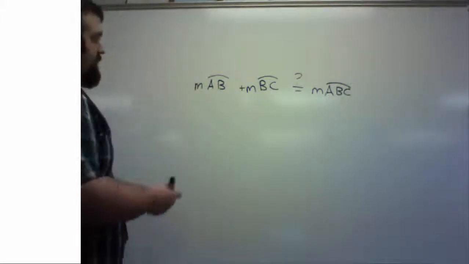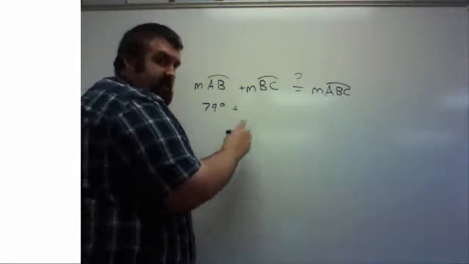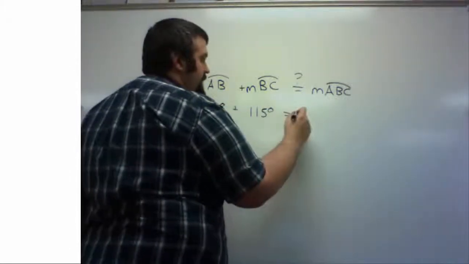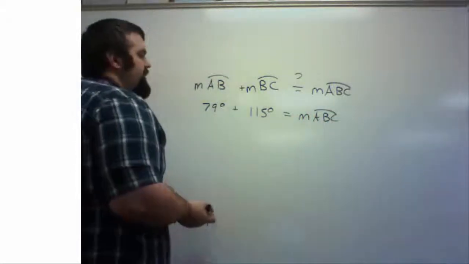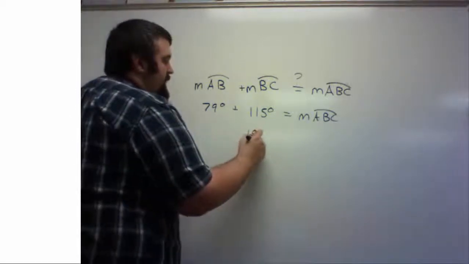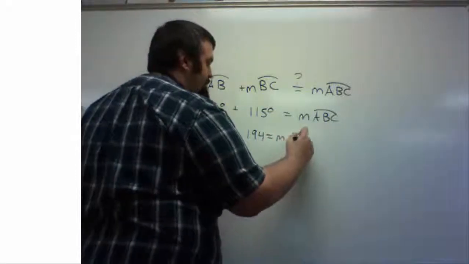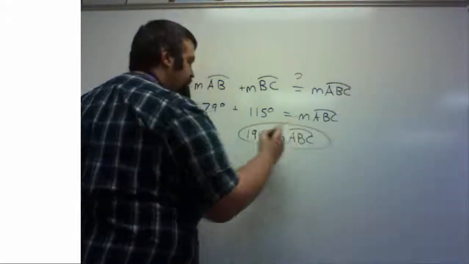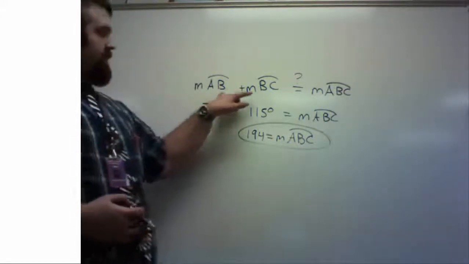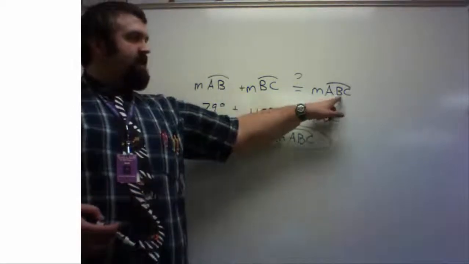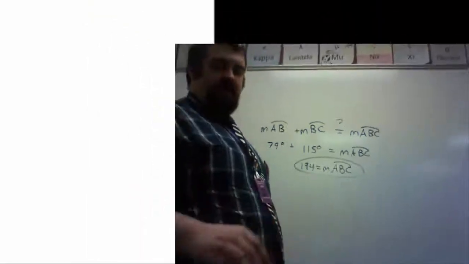So what's the measure of the arc? Well, the measure of arc AB is 79 degrees. The measure of arc BC is 115 degrees. And that would equal the measure of arc ABC. So just add these two together is what I'm trying to tell you to do. 194 is what the measure of arc ABC equals. Yeah, pretty simple. Two adjacent arcs have to add up to be a larger one. That means if they share an endpoint, and I'm adding it to something that goes through that point with the same endpoints, it's going to be the arc addition postulate.